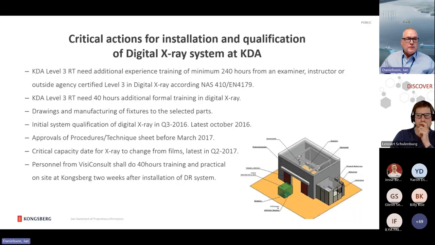And personnel from Visa Consult shall do 40 hours training and practical on site at Kongsberg 2 weeks after installation of the DR system. That was 7 critical actions and points that we took up in our preparation.